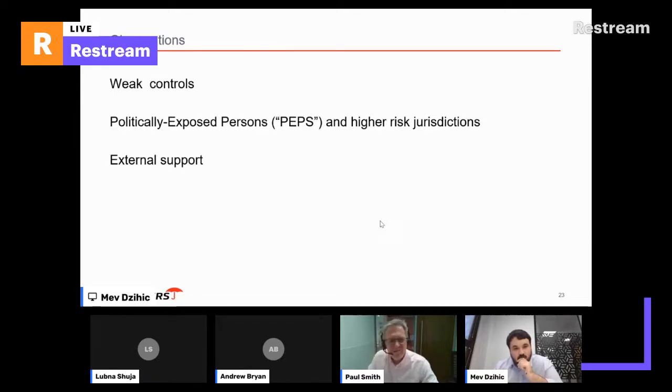So weak controls, screening, source of fund checks, independent audits, matter risk assessment. Also, evidence of an overly simplistic approach towards politically exposed persons and keeping track of those. And finally, an over-reliance perhaps on external support, external consultants helping firms to meet their AML obligations.